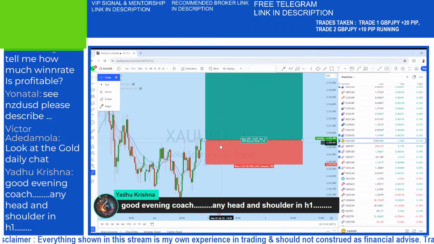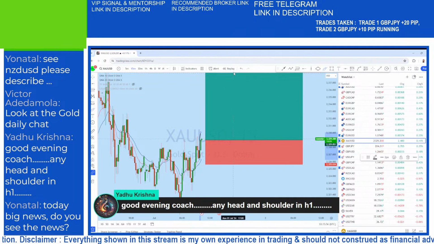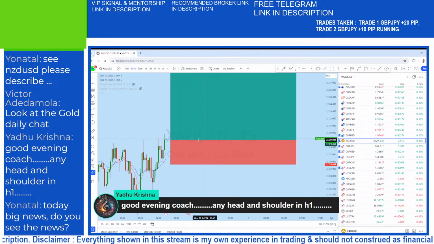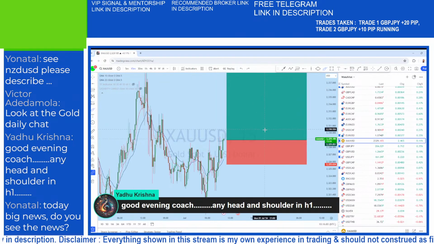So what we can see here, if you remember, is that this is a pretty strong bullish impulse, and expecting it to remain bullish for some more time.